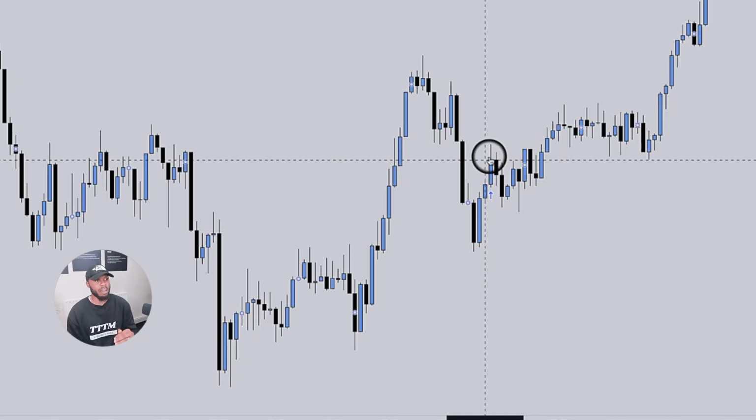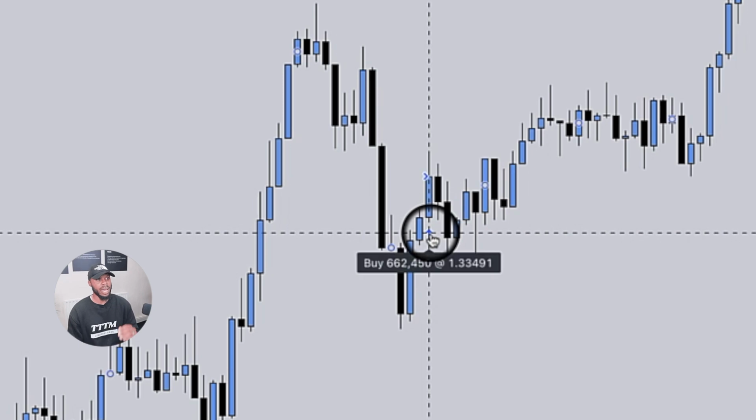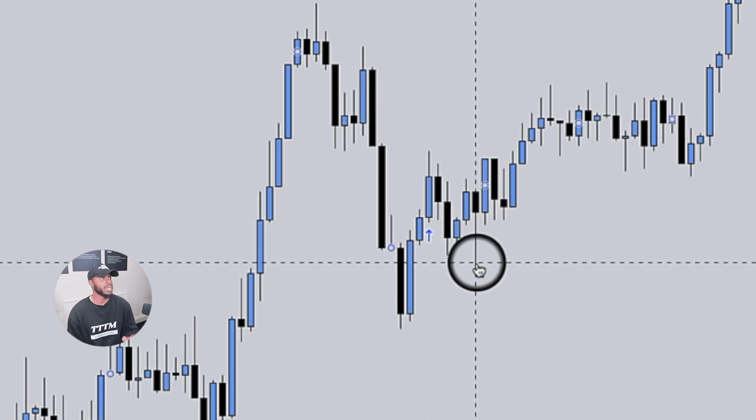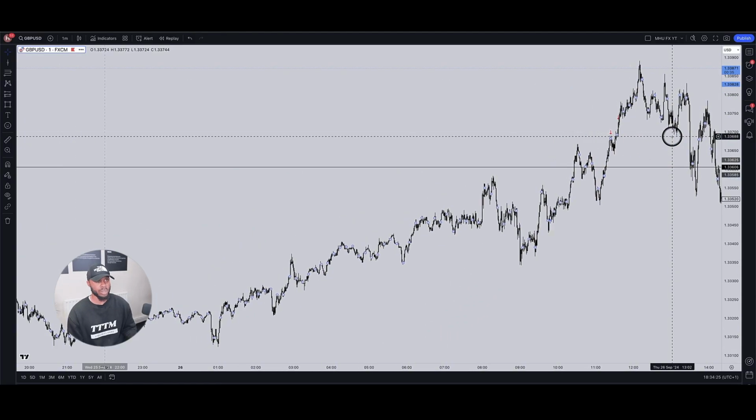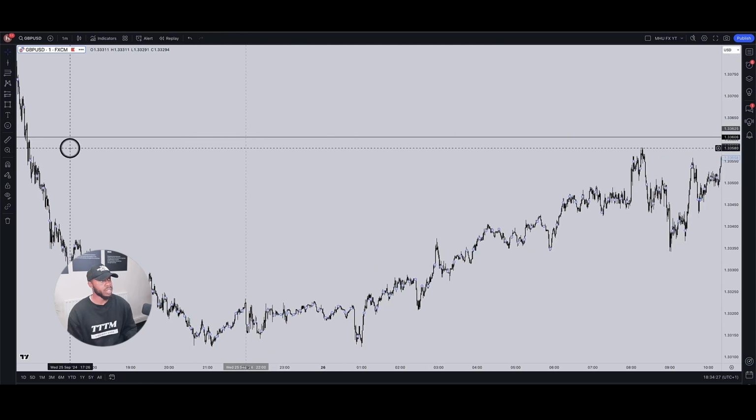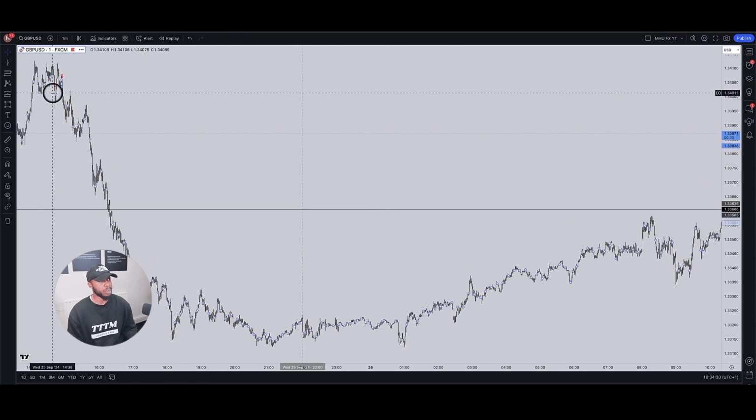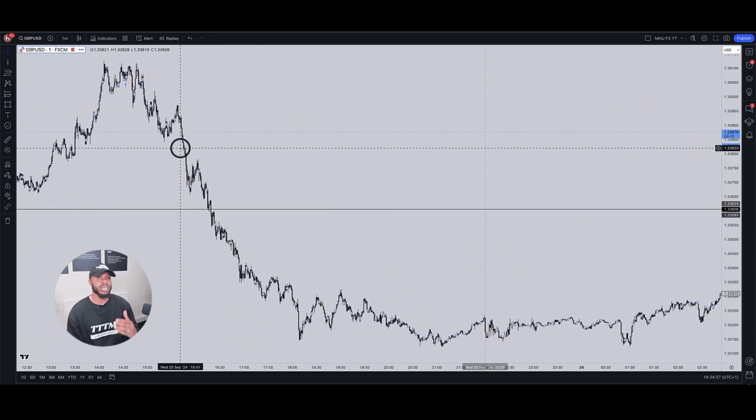I've roughly had about a 5 pip stop loss for this one. I entered here at 1.33491 and price came as low as 1.33456. I'm still in the game. And then I targeted, like I showed you guys, that area of interest, which was the upward candle play. And I seen on other time frames that there was inefficiency here.